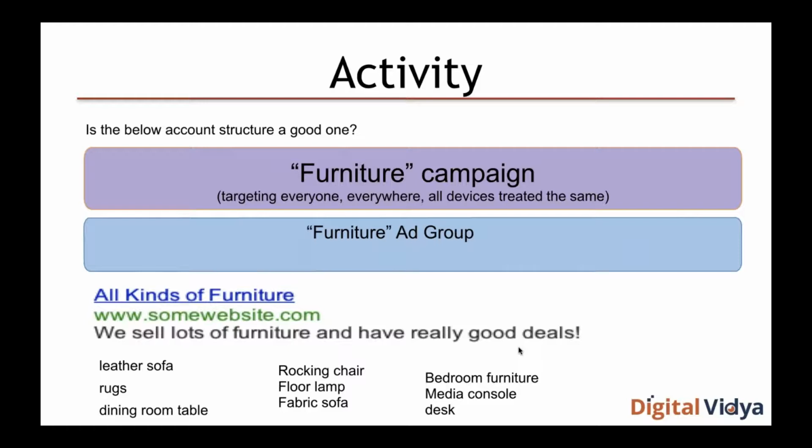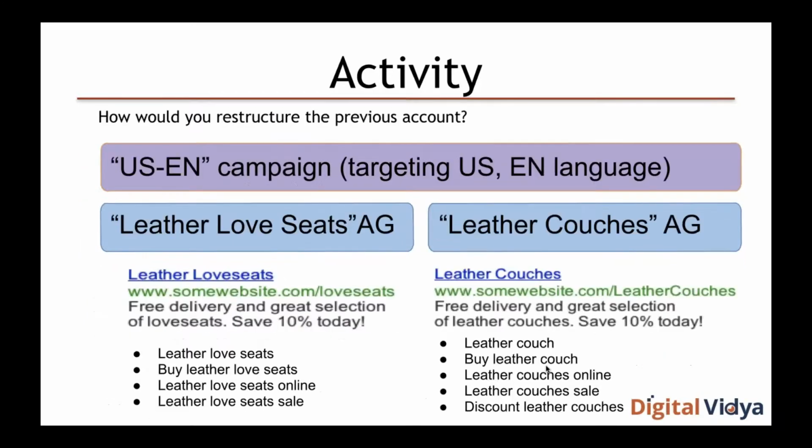However, we know that leather sofa can't go with bedroom furniture or a media console, or a dining room table. It just does not go. This means there will be several campaigns. You have to decide the entire structure, how it should go. Here is just one part of that. When you restructure it, part of it could be one campaign which is broken into two ad groups. Here, leather love seats is one ad group and leather couches is another ad group.